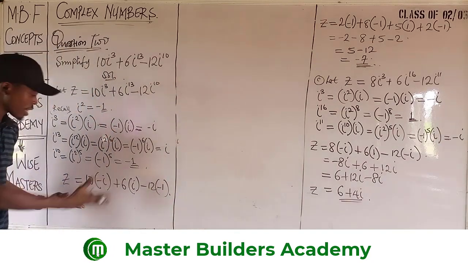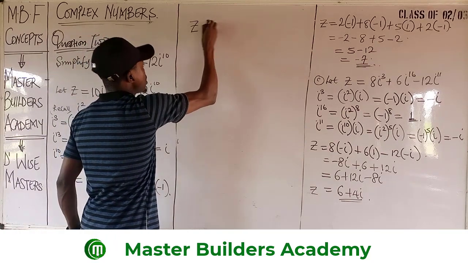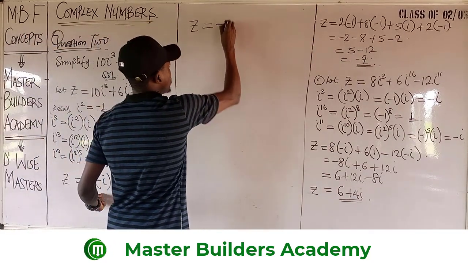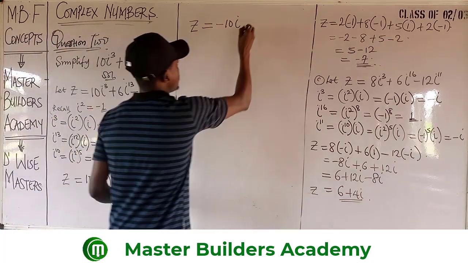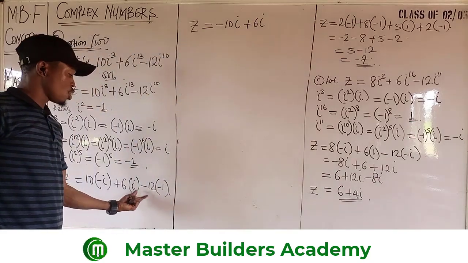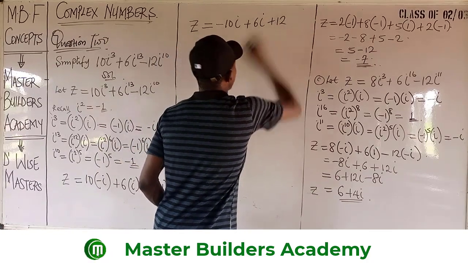All we need to do now from this level is to expand, remove the bracket, and we have Z is equal to 10 multiplied by -i. We have -10i. This multiplied by i, we have plus 6i. And then -12 multiplied by -1, we have positive 12.